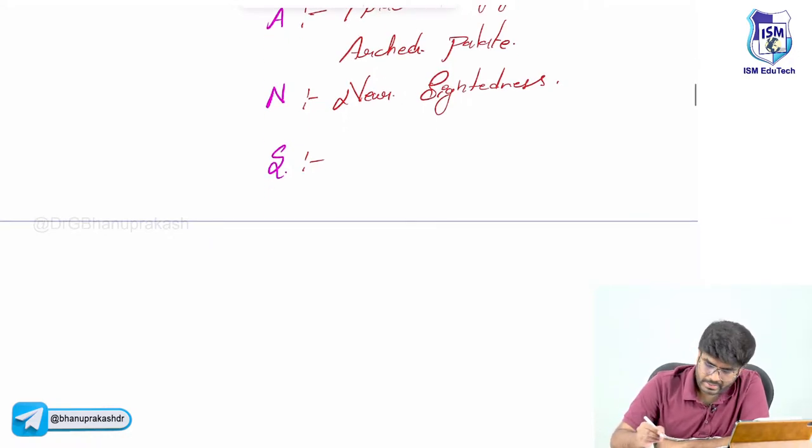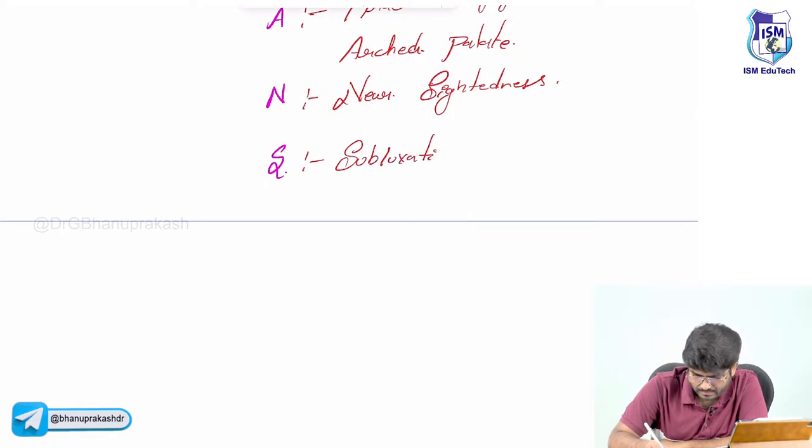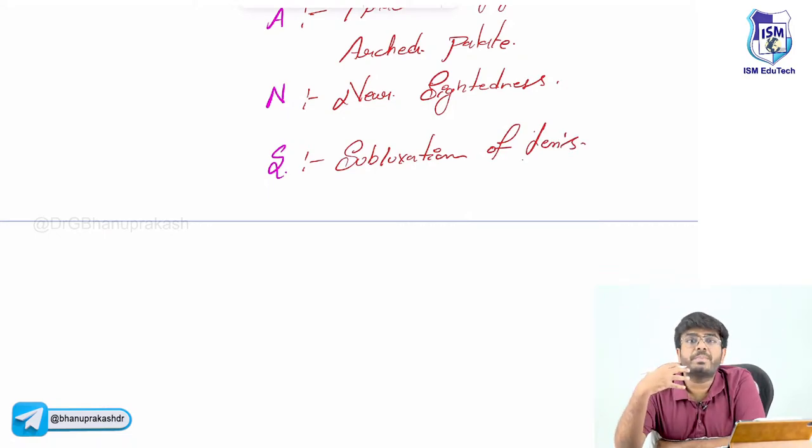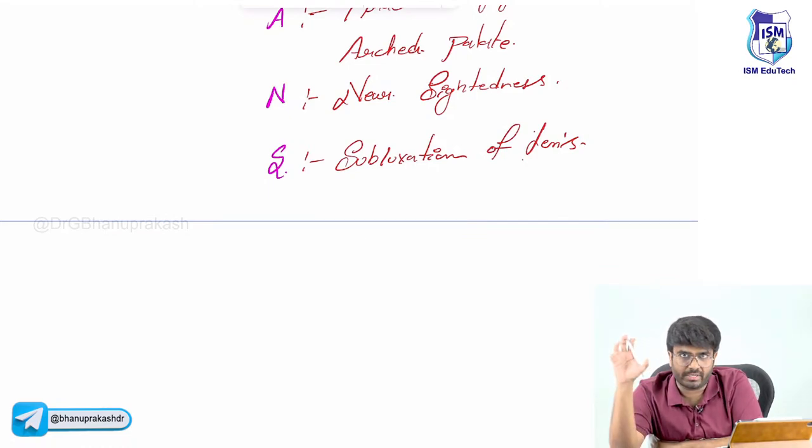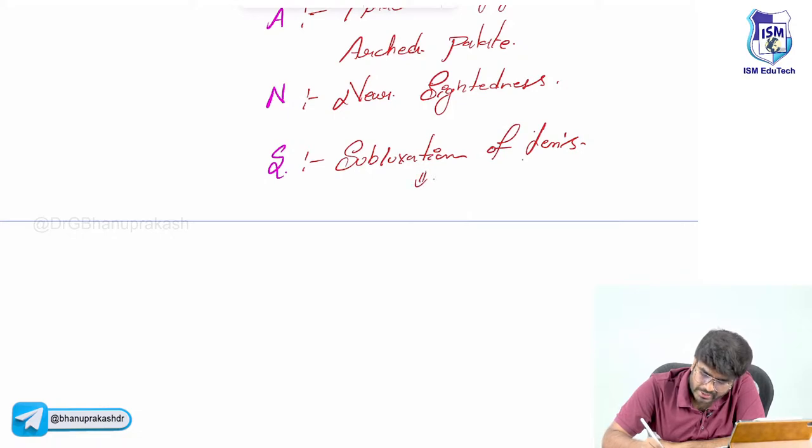No, okay, let me write here. Subluxation of the lens. In these patients who have Marfan syndrome, the lens is going to be dislocated. The lens is a connective tissue defect, right? So the lens is not going to stay in the proper place. The lens will be dislocated. That is called subluxation or ectopia lentis.